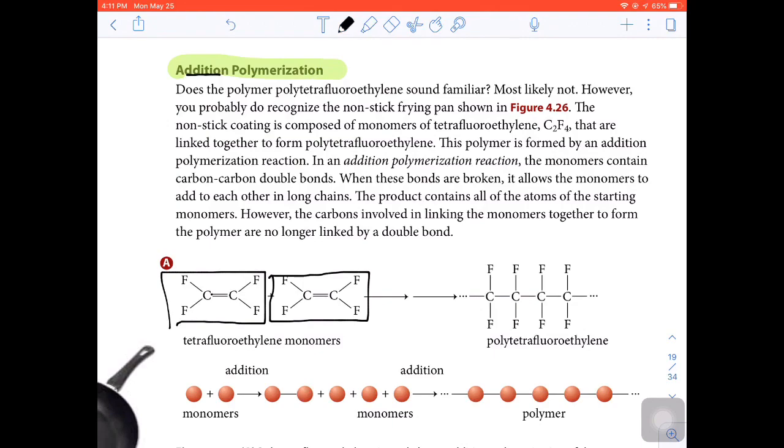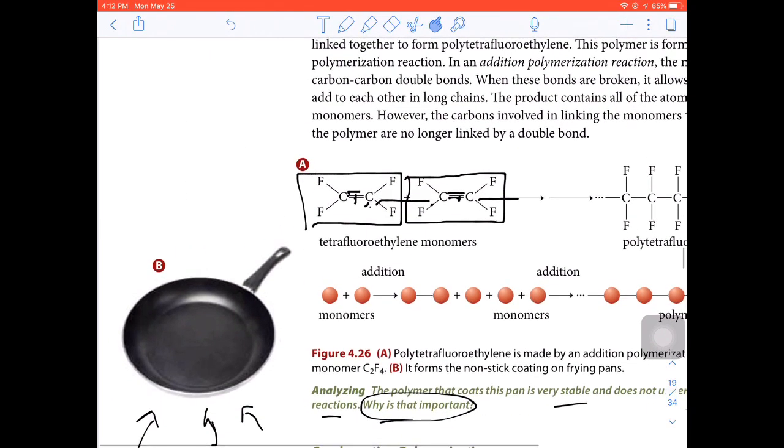Okay, and then what's going to happen is I need to join them together. So the way I'm going to do that, just like we did in the addition reactions earlier in this chapter, is I'm going to break one of these bonds and just leave a single bond. And then what's going to happen is, where does the missing bond go? Well, it goes to forming a bond between this carbon and the next one. So I end up with CF2, CF2, CF2, CF2, and this huge long chain of CF2s called polytetrafluoroethene, PTFE.